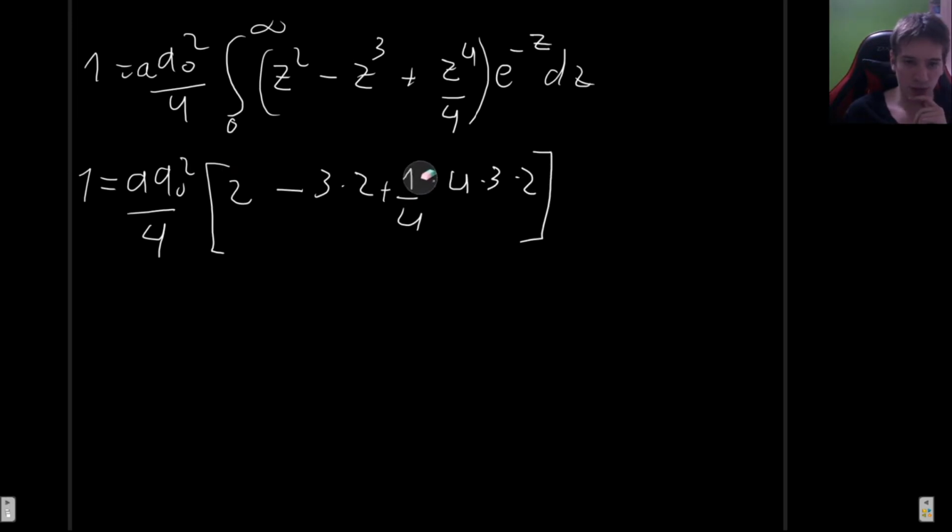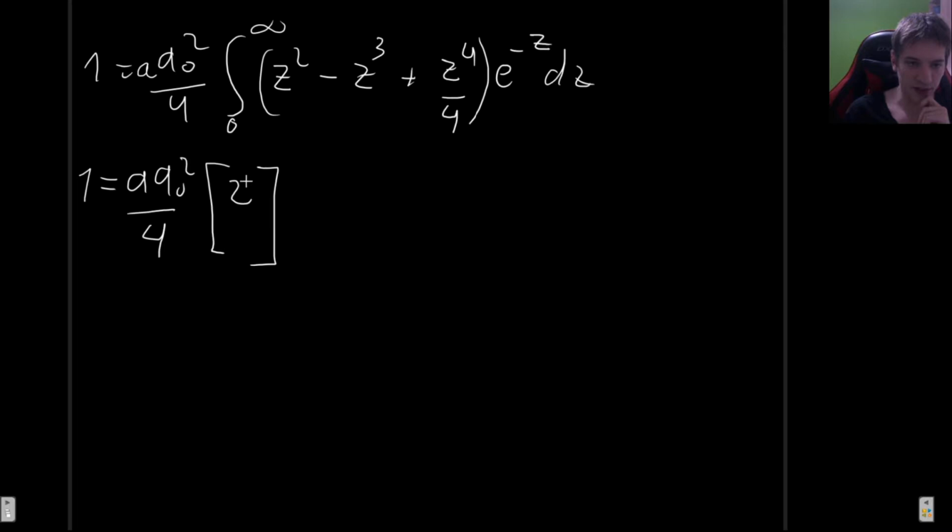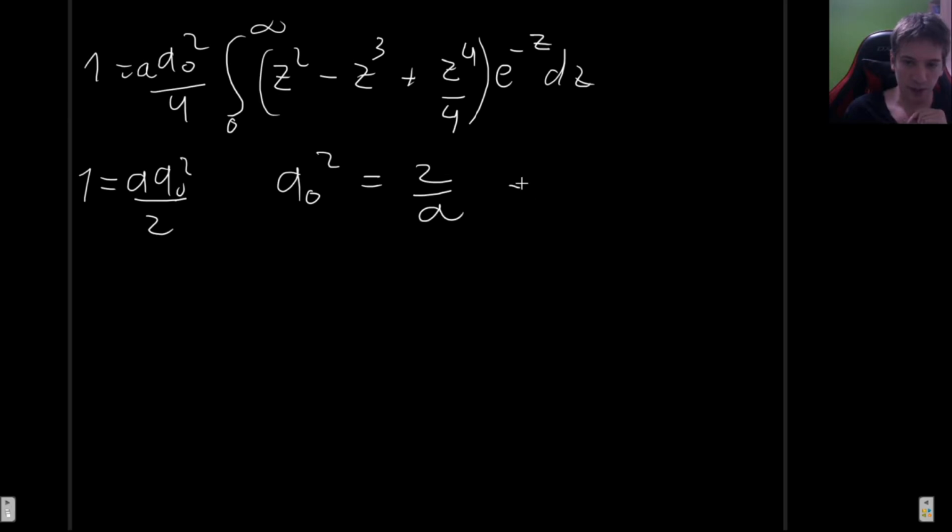Well, the 1/4 cancels out the 4, and we have minus 3 times 2, and then this plus 3 times 2, so they cancel each other out. So we're just going to be left with this, and this 2 will cancel out some of the 4, so we just get this right here. So a0 squared will be 2 divided by a, which says a0 is the square root of 2 divided by a. So this is the result for this constant of integration.